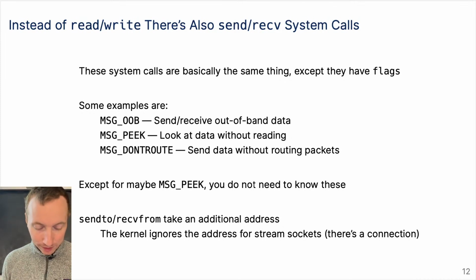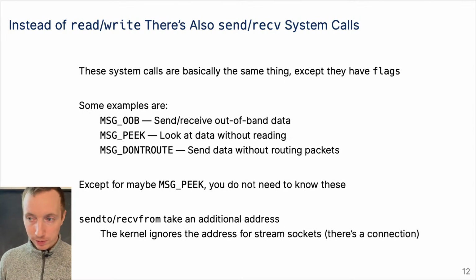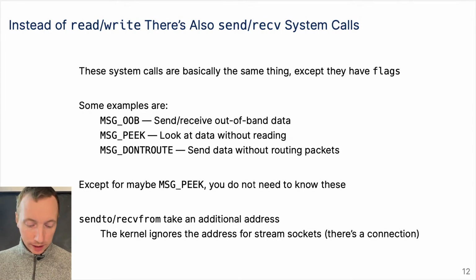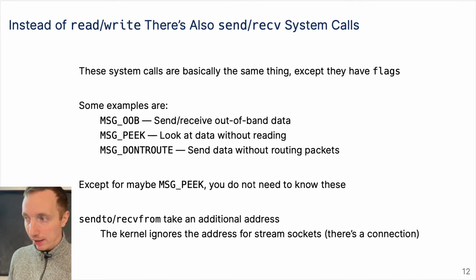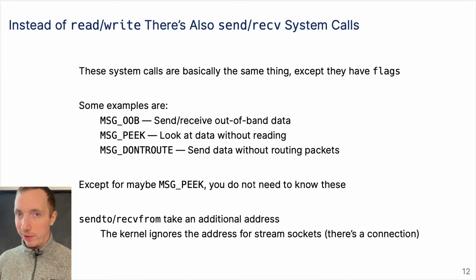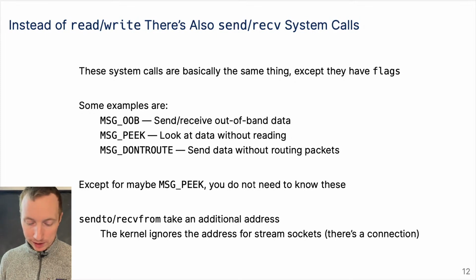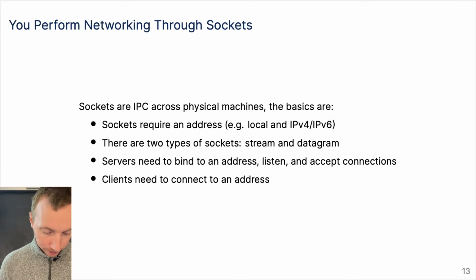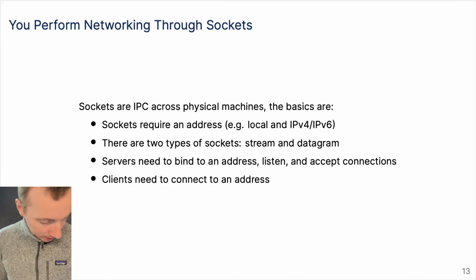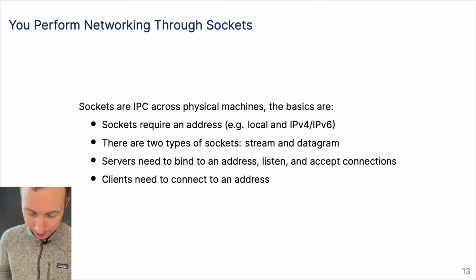And there are specific sendto and recvfrom calls that take an additional address if you want to quickly send something to a location, but that's for datagram sockets. For stream sockets, those arguments are ignored because there's already a connection formed. So you perform networking through sockets.